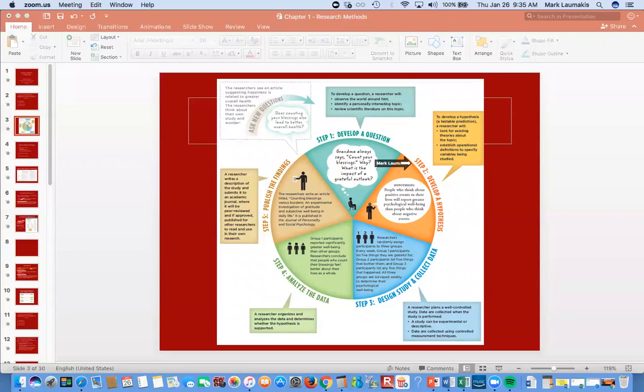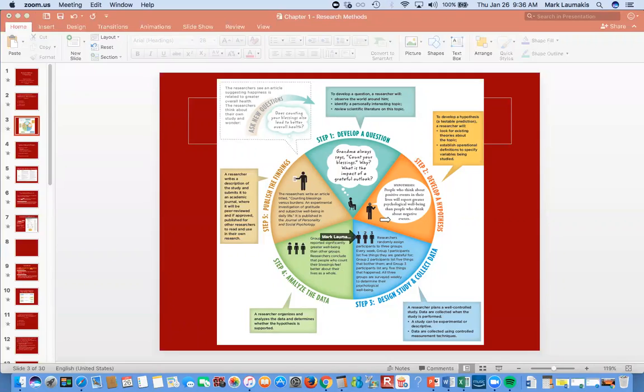Step 2, develop a hypothesis that might come from an existing theory or something like that. This is your educated guess. So my hypothesis might be that people who think about positive events in their lives will report greater psychological well-being than people who think about negative things. Okay. Design your study. This is probably the most crucial step, right? Design your study and collect your data, right?